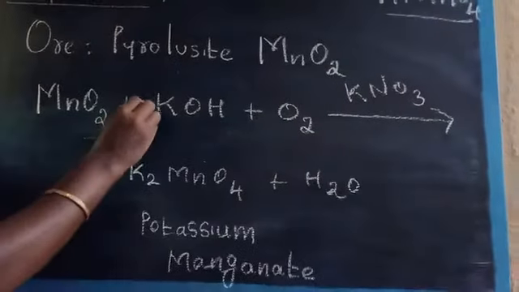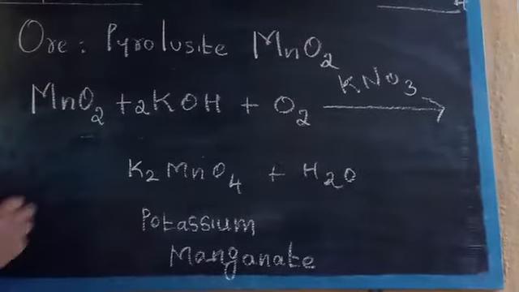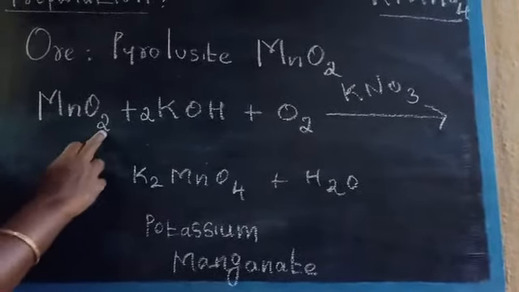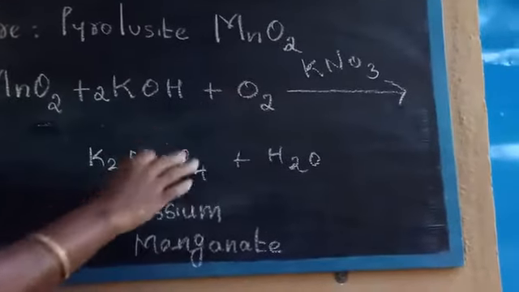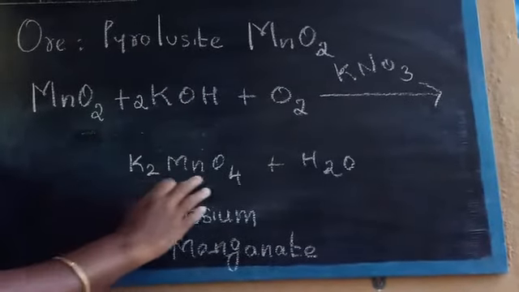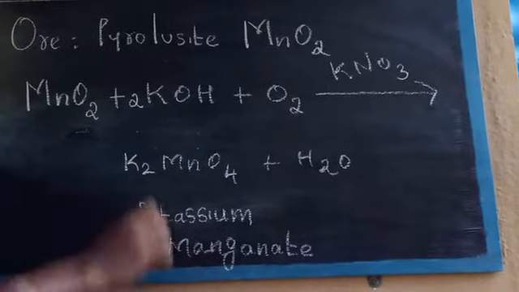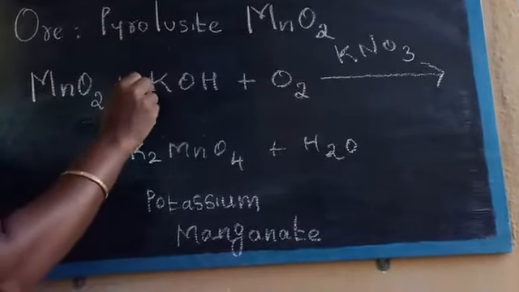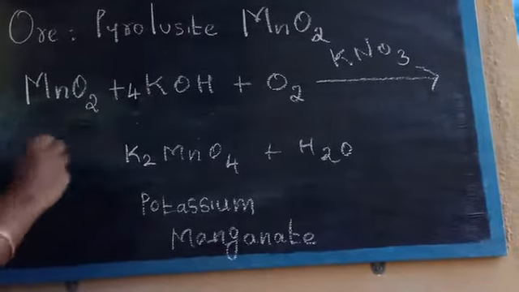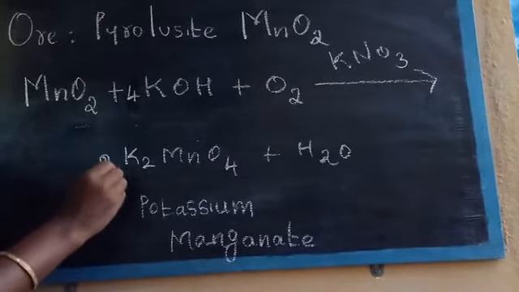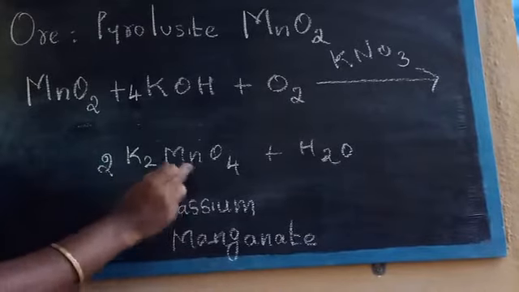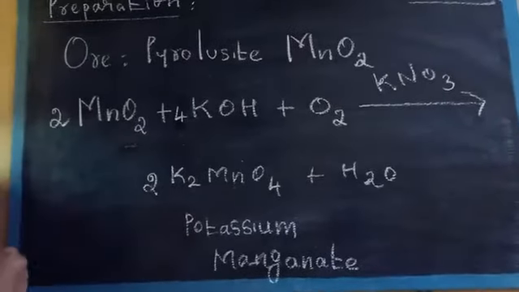Here potassium is 2, so this one is multiplied with the 2. So next balance the oxygen. Here 2, here 4, 6. So 6 oxygen. Here 4 plus 1, 5. It is not balanced. So now we are going to balance this reaction. So this one is multiplied with the 4. Okay, so 4 means here 2, 2 times 2 is 4. Now Mn, that is 2, so multiplied with the 2.